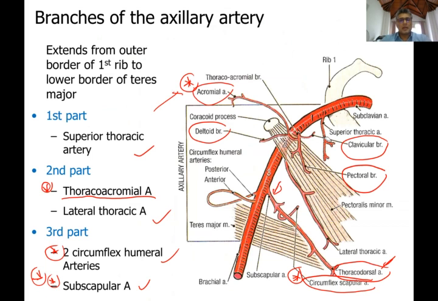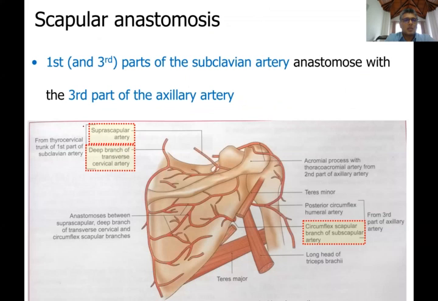Okay, coming back to this picture. This is the suprascapular artery, coming from the first part of the subclavian artery. And this is the vertebral border, remember. This is the lateral side. Then this is the deep branch of the transverse cervical artery. That is the contribution from the first part of the subclavian artery.